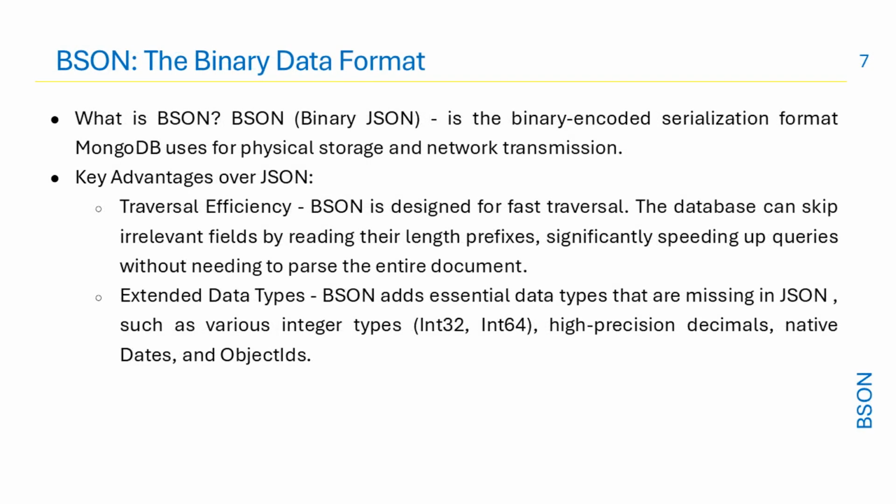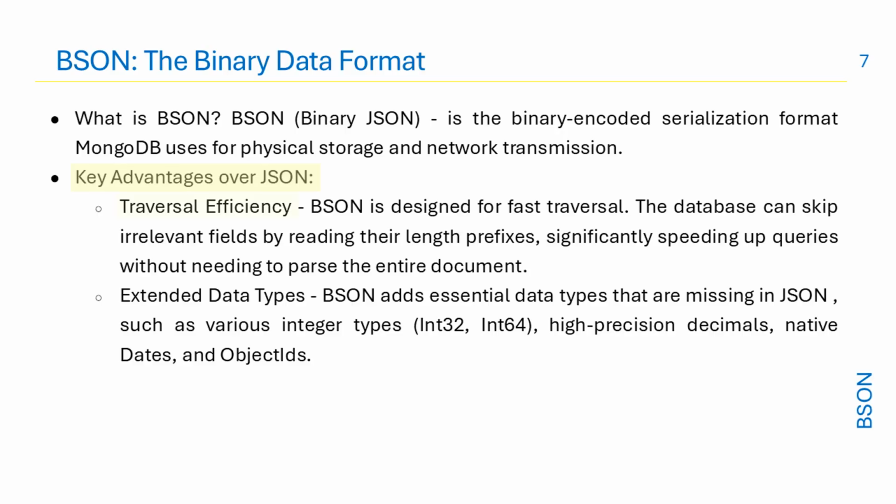Okay, so we've covered the logical structure of MongoDB with documents and collections. But how is this data actually stored on disk or sent over the network? MongoDB doesn't use plaintext JSON for this. Instead, it uses a specialized format called BSON, which stands for binary JSON. The choice to use BSON is a fundamental architectural decision that gives MongoDB 2 major advantages over standard JSON: processing efficiency and a much richer set of data types.